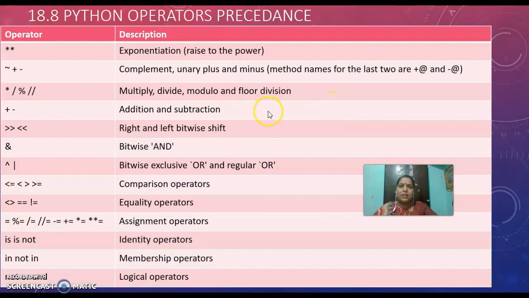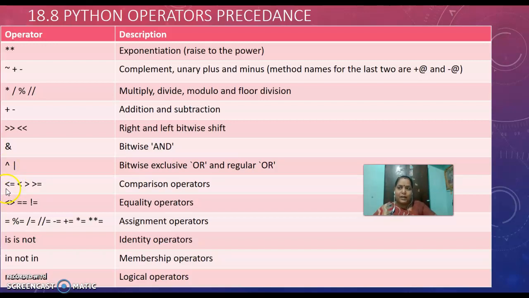Next we are going to see Python operator precedence. So these are the operators and this is the precedence. First, exponentiation, followed by complement, unary plus and minus, followed by multiplication, division, modulo division and floor division. Next, arithmetic operators plus and minus. Then right shift and left shift bitwise operators have the precedence. Next, bitwise AND, bitwise XOR, followed by bitwise regular OR.